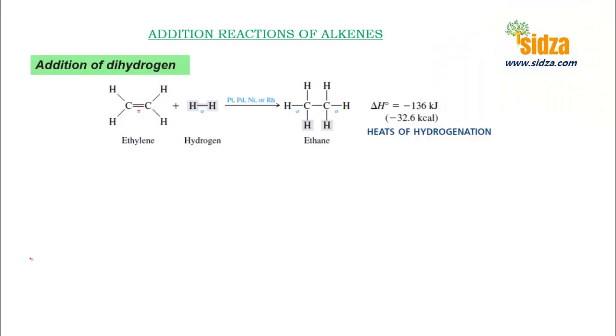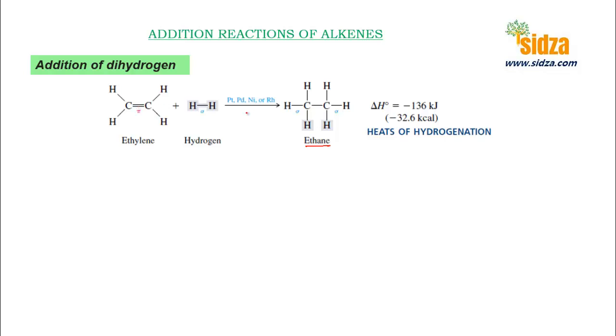Hydrogenation of alkenes. Alkenes are more reactive than alkanes. Alkanes, due to the presence of single bonds only, are more stable. In alkenes there is a pi bond, so the pi electrons make it more reactive. So you can add a hydrogen molecule across the double bond and convert the alkene into the alkane.